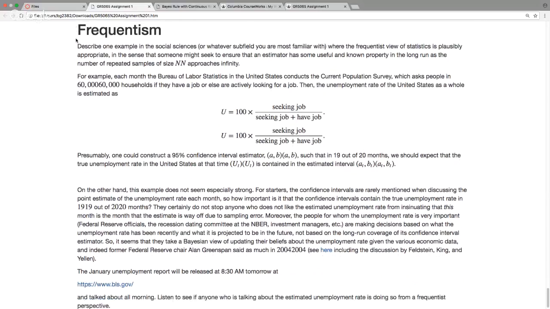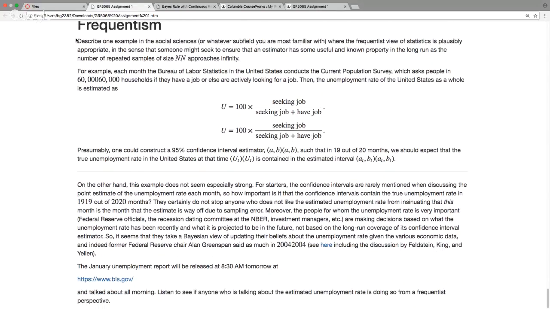But anyway, as it happens, the unemployment rate for the United States is going to be released at 8:30 tomorrow on the internet. And unless Trump tweets something, the newspapers will be talking about the unemployment rate all morning. So you might listen to see if anyone who's blathering on about what the estimated unemployment rate is is doing so from a frequentist perspective, or are they sort of receiving that information and then immediately going Bayesian on it for whatever purpose?